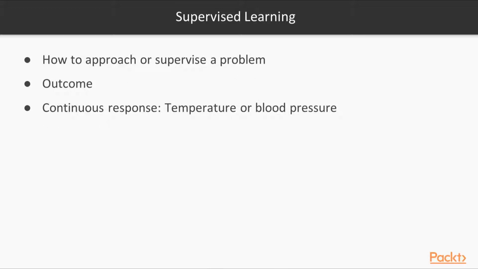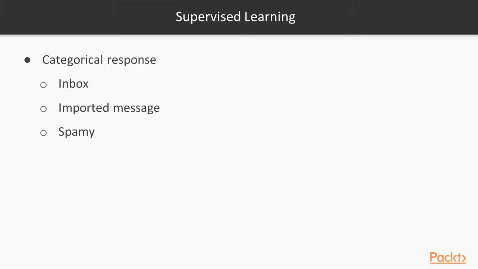The way that you can think about how to approach a supervised learning problem is the outcome. Is your labeled data or target variable a continuous response, such as the temperature or blood pressure? Or is it a categorical response, such as inbox or important message, or spam?